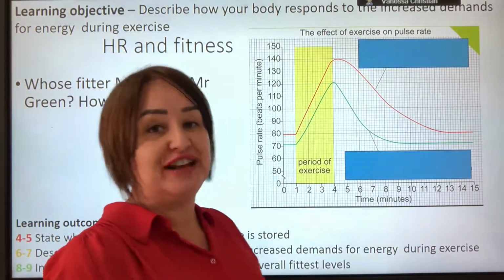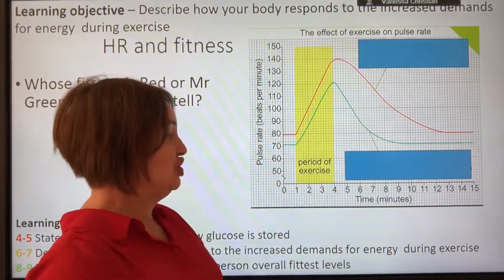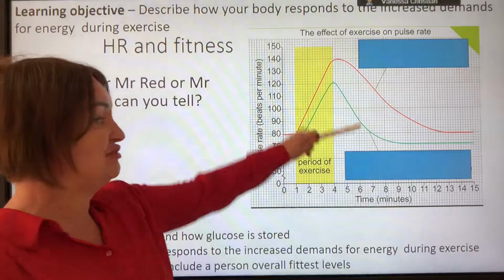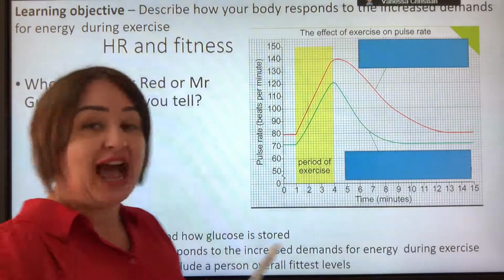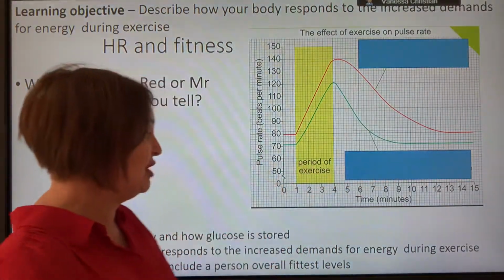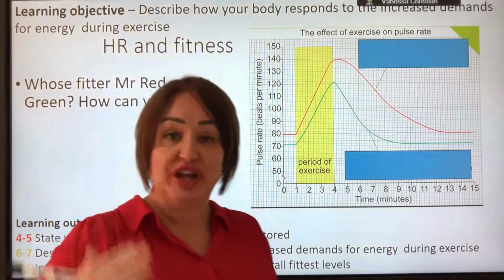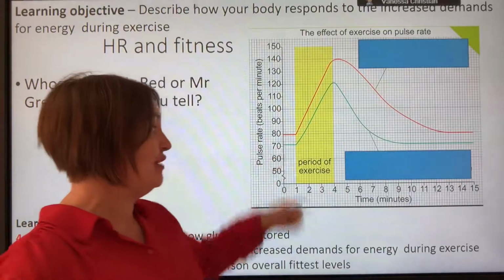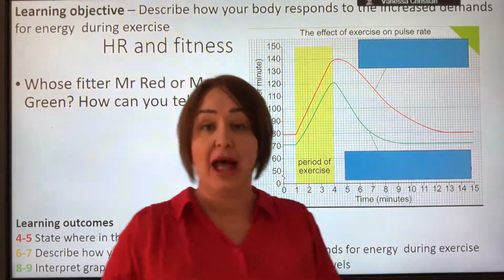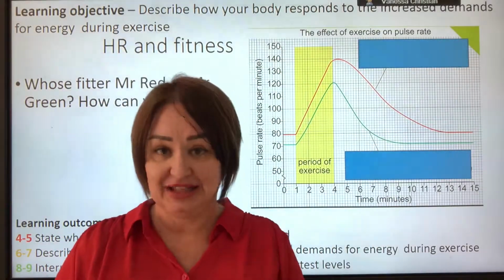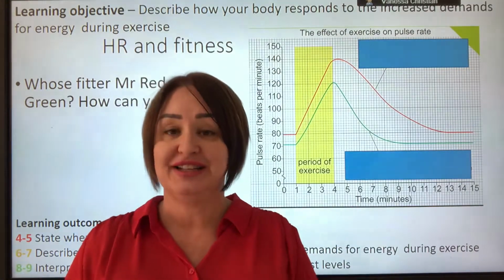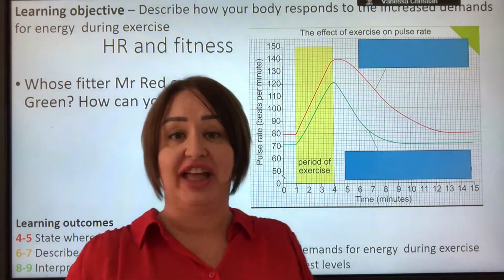How can we measure fitness? Well, let's have a look at these two individuals here. We've got Mr. Red and we've got Mr. Green. And they've just done an intense period of exercise for 3 minutes. And they've measured their heart rate before and they've measured their heart rate after. And they're arguing about who is the fittest. Well, who is the fittest? Stop the video and have a little think.